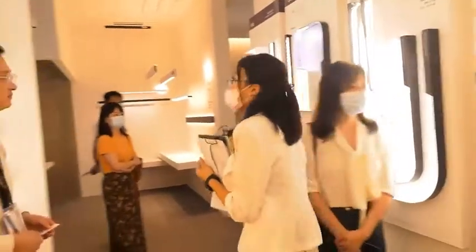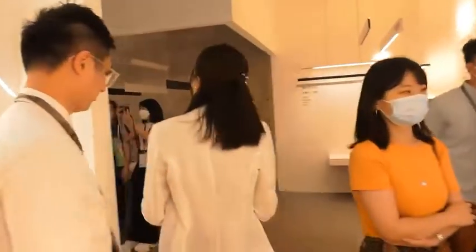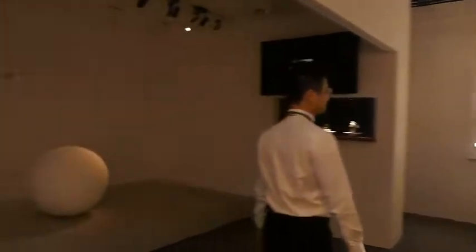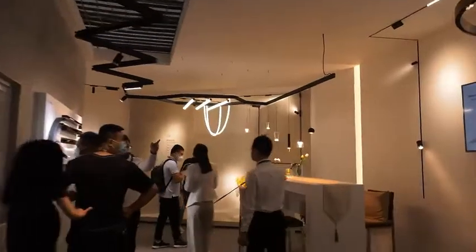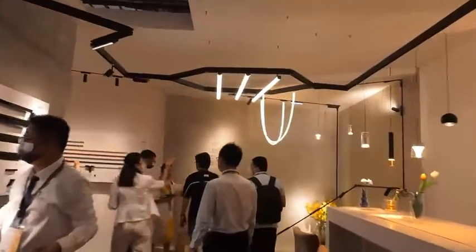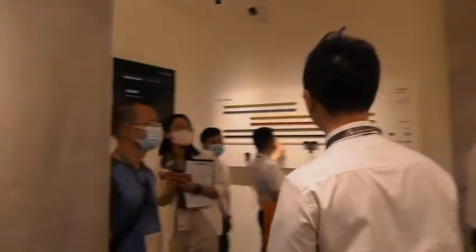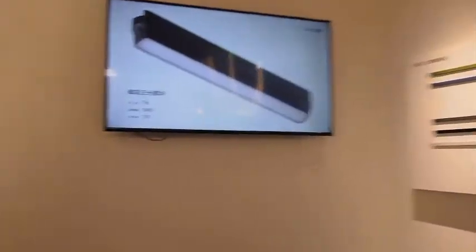So let's walk through the booth, and we could take a look at the other products. It's a very cool booth with cool products. And they also have neon lighting. So our buyers are welcome to come visit tomorrow as well. Tomorrow is the last day of the lighting exhibition.